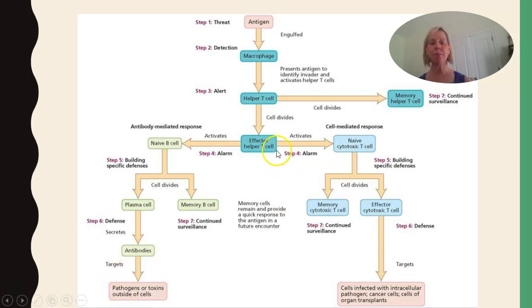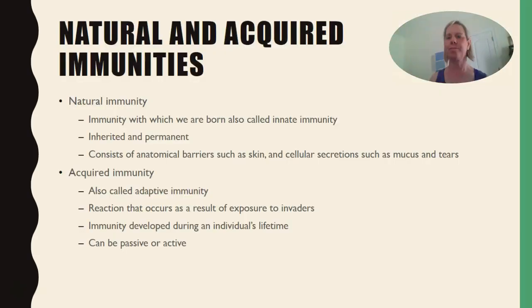And so we have both arms of this. Very important that both of these occur. And what is the cell that activates both sides of your immune response? Did you guess helper T cells? If you did, that's correct.